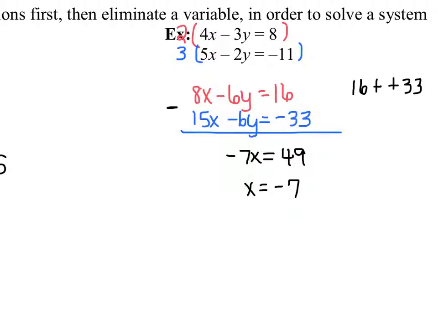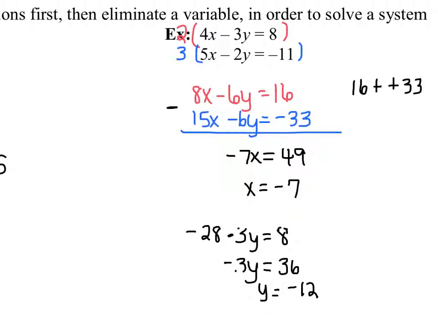I'm going to plug that into my very first untouched equation, this one right here. So 4 times negative 7 would be negative 28 minus 3y equals 8. If I add 28 to both sides, I'd get negative 3y equals 36. And if I divide by negative 3, I'd get y equals negative 12. So the final answer is negative 7, negative 12.